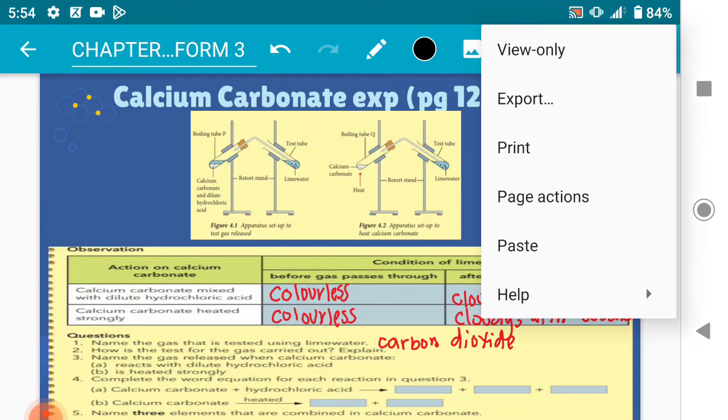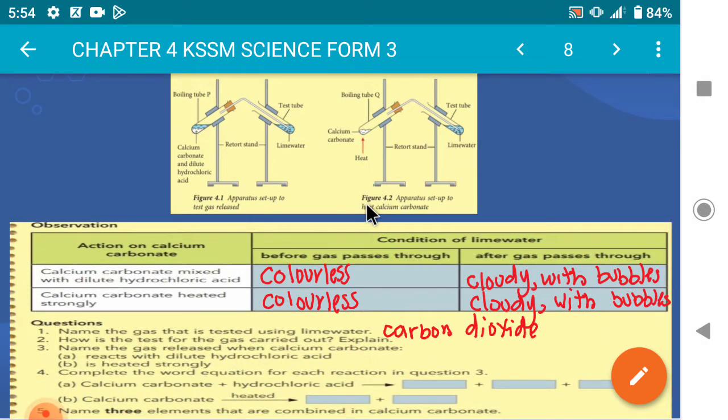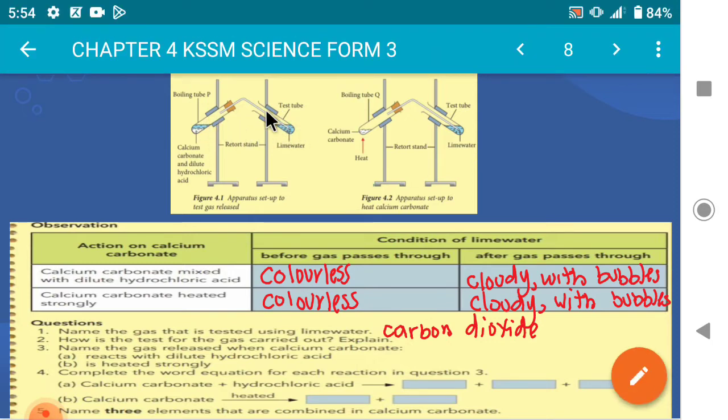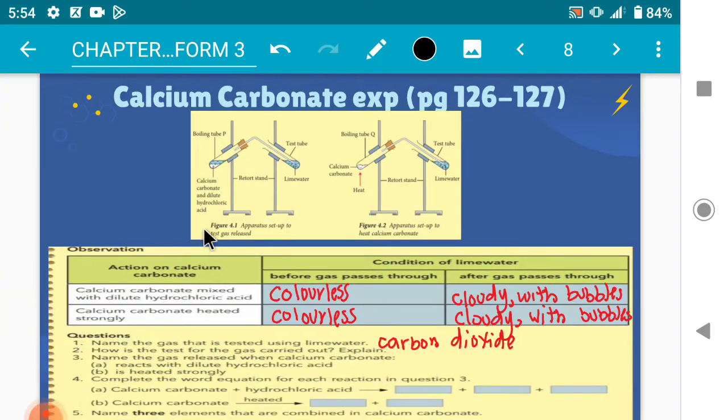Let's see this experiment from your textbook, pages 1-6 to 1-7. This is the setup of apparatus: this is the calcium carbonate, this is the hydrochloric acid, and this will produce a gas. The gas will flow through this tube, and then the lime water will change its color.